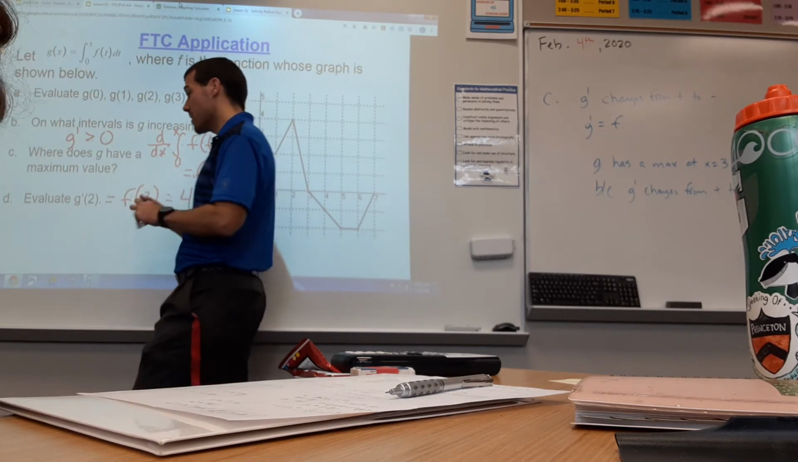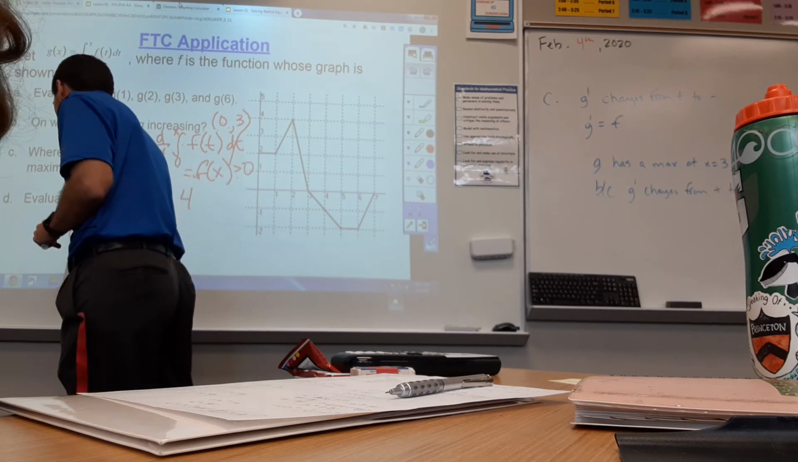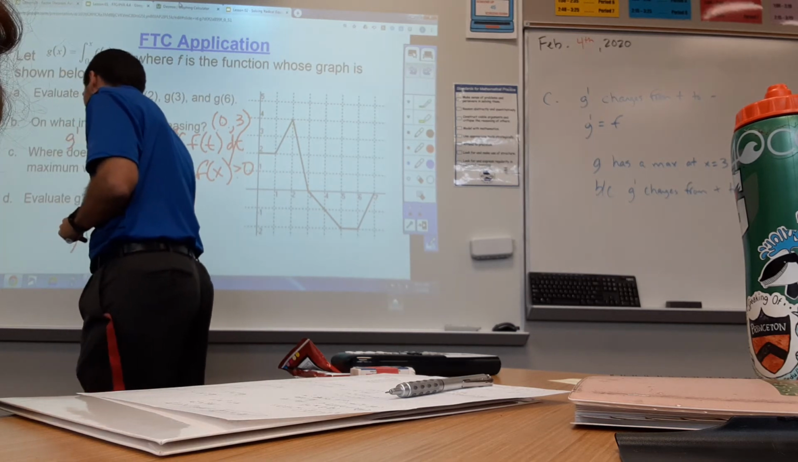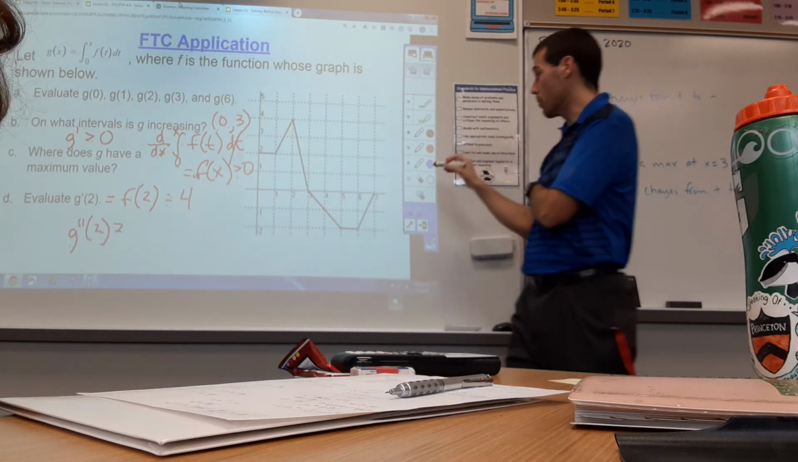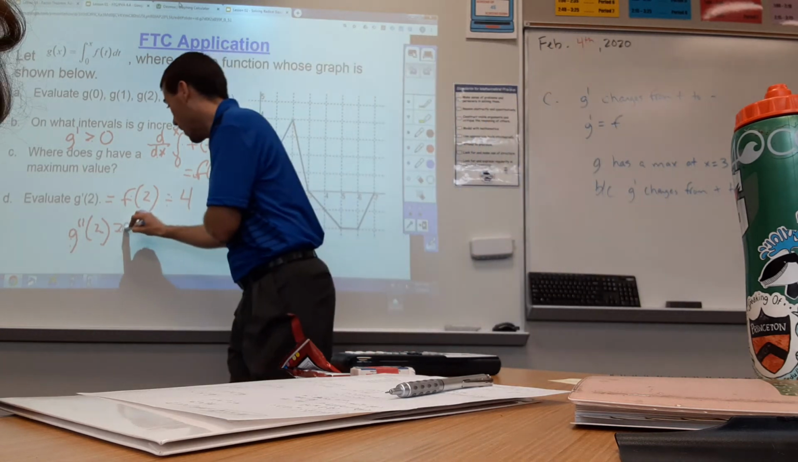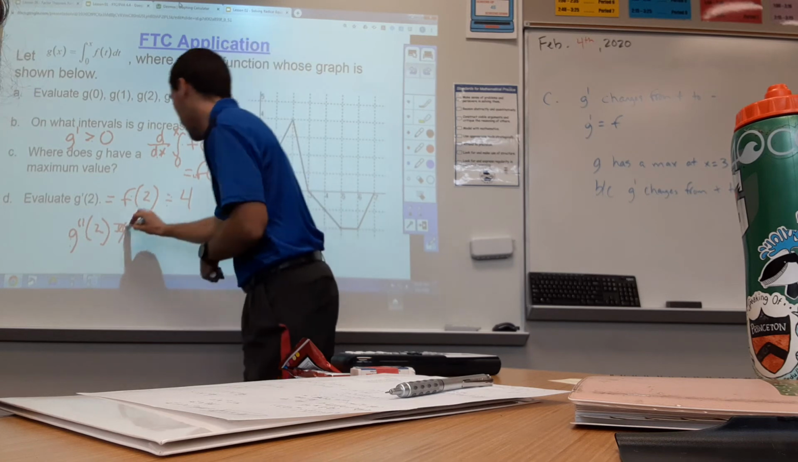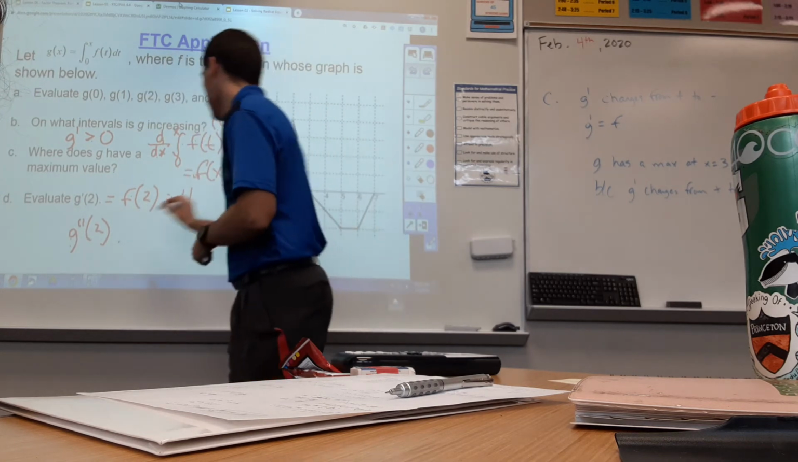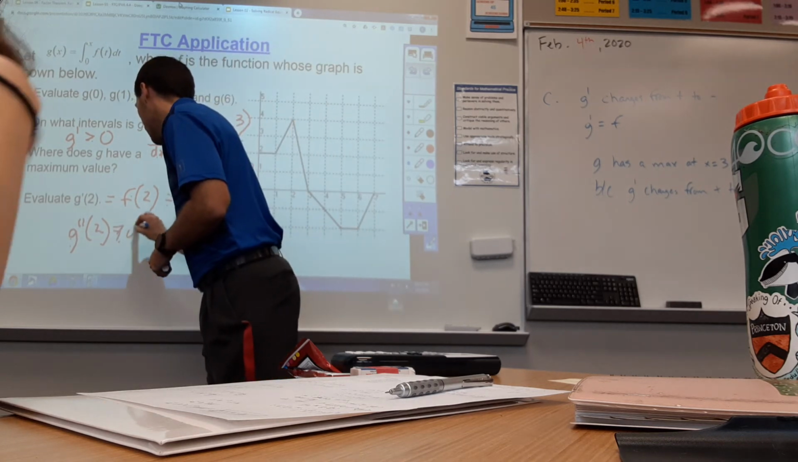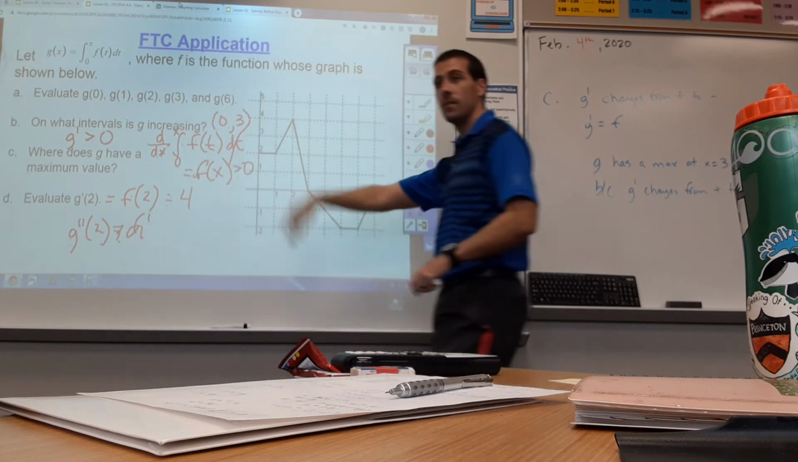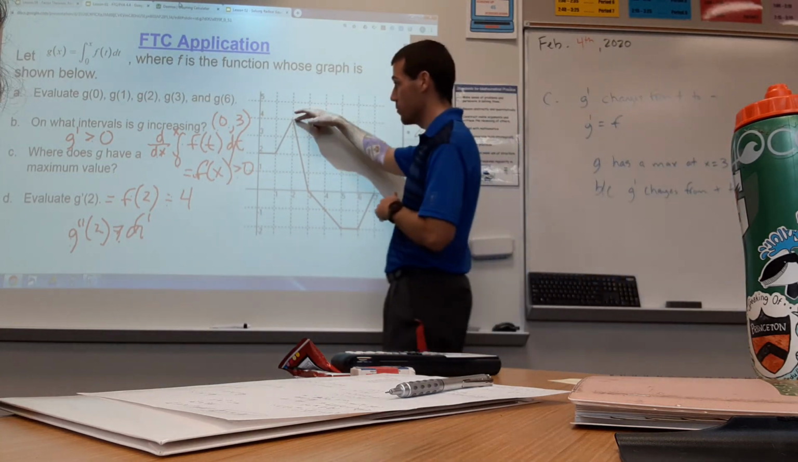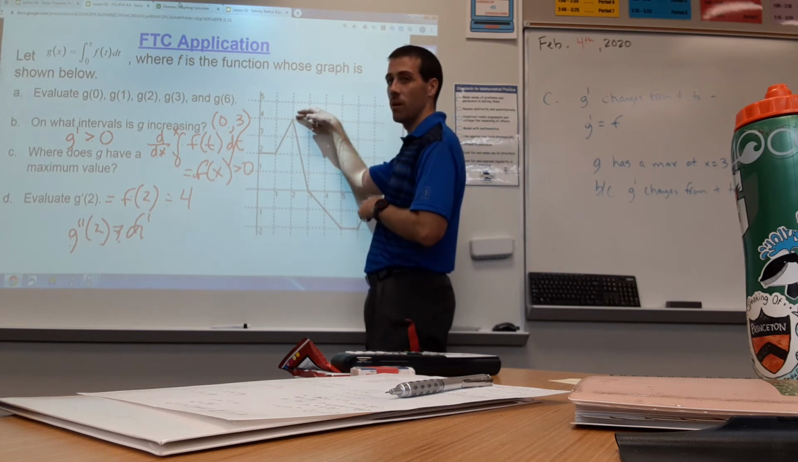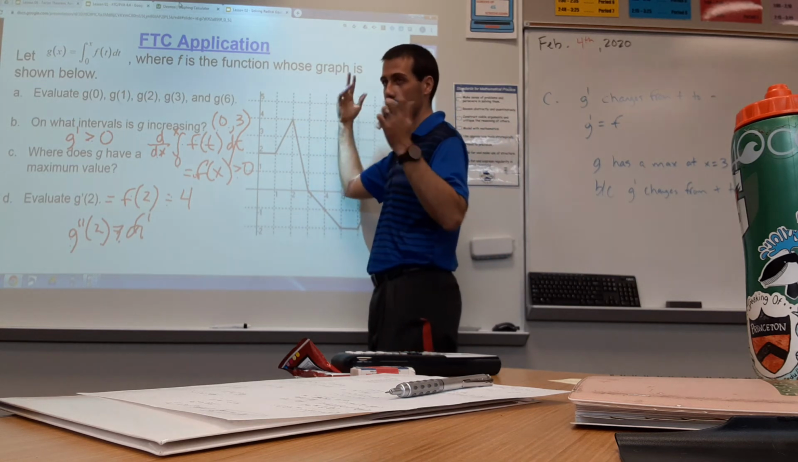If I take the second derivative, like if I said, what is g double prime of 2? So g double prime would equal what? F prime. Would equal f prime. And so then f prime at 2 will be the sharp point, and so it would be undefined, does not exist.